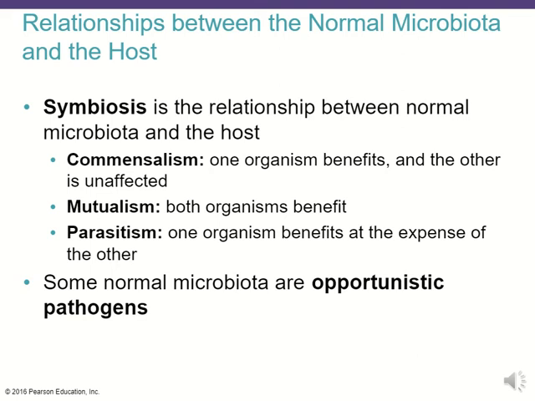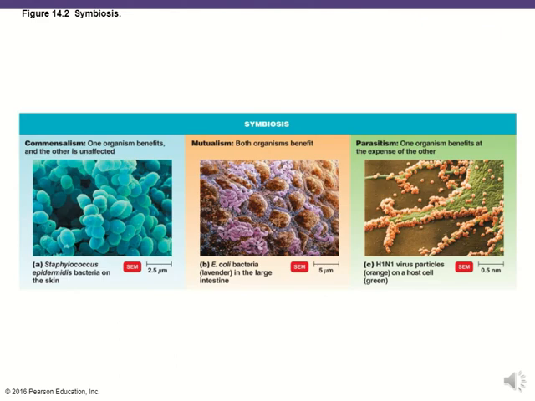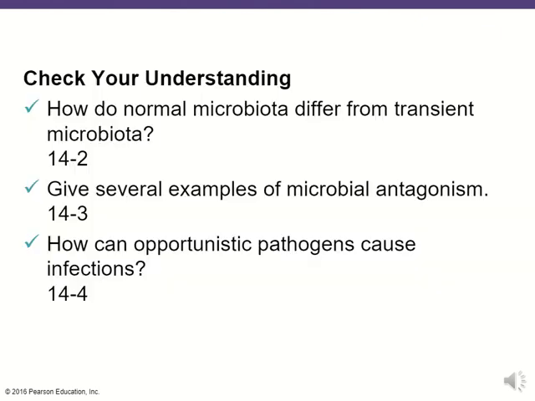Some normal microbiota are opportunistic pathogens. For opportunistic pathogens, essentially, they see an opportunity and then cause a disease in the body. Say when you're taking medication and your gut flora gets diminished in concentration and something infectious can enter in at that point.